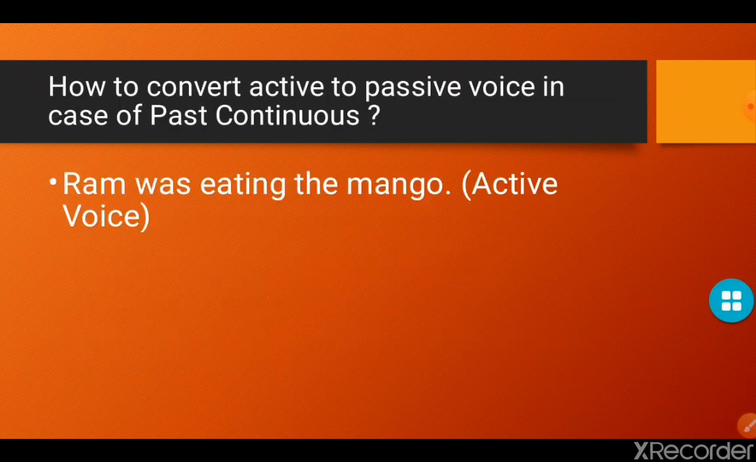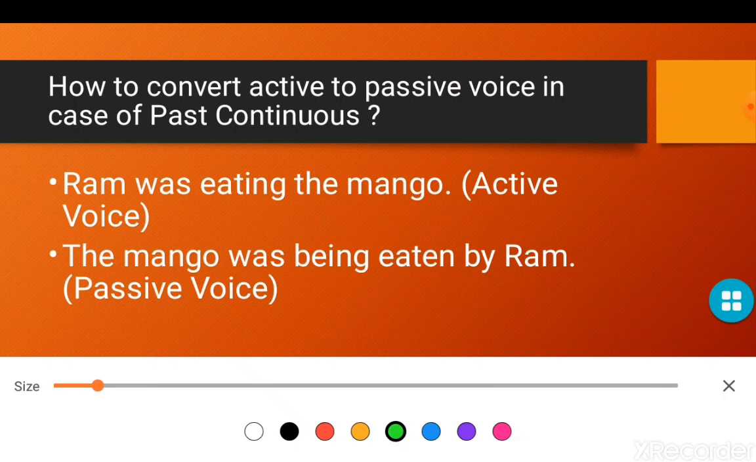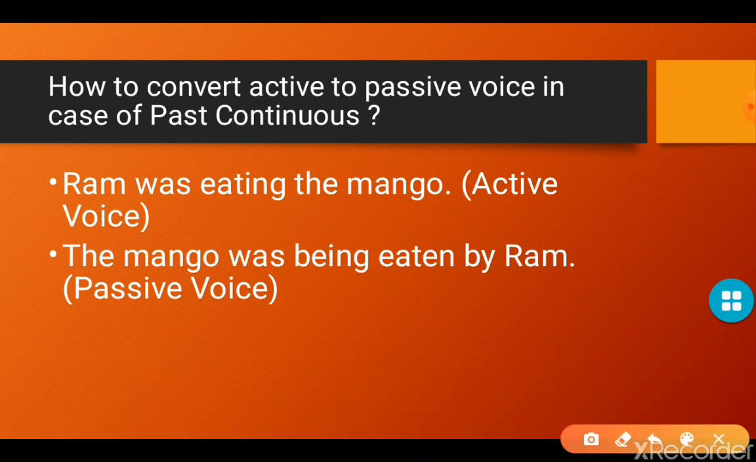Active voice: Ram was eating the mango. So what may be the passive voice? See the chart. What? The mango was being eaten by Ram. Okay. Likewise, we can easily convert active to passive voice.